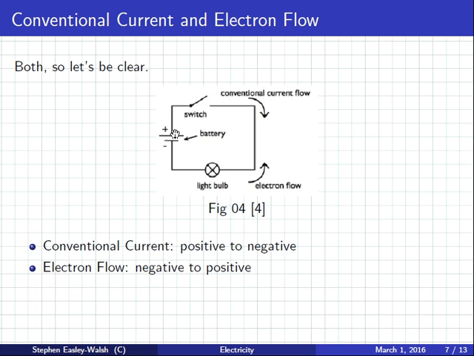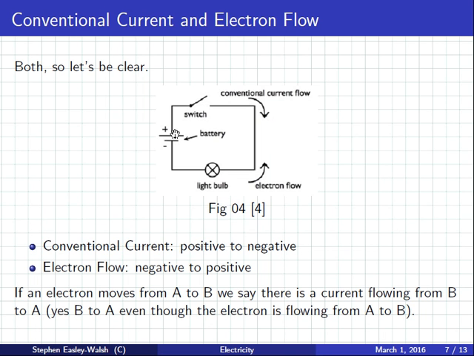So, to be very clear, if an electron moves from A to B, which way do we say the conventional current flows, the current? Yes, B to A. Even though the electron moves from A to B, we say the current is actually from B to A. What do you mean by conventional? Conventional current, or just simply current. The meaning of current in the normal meaning.